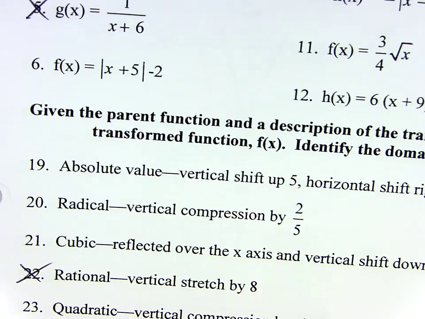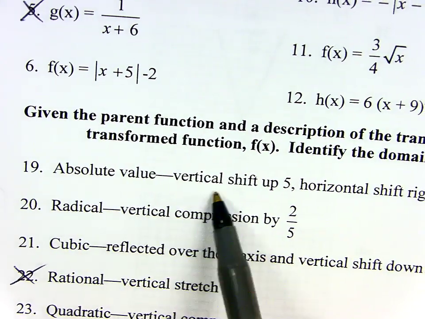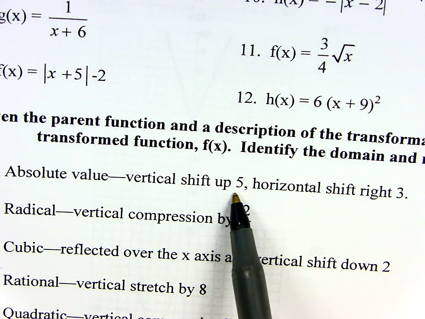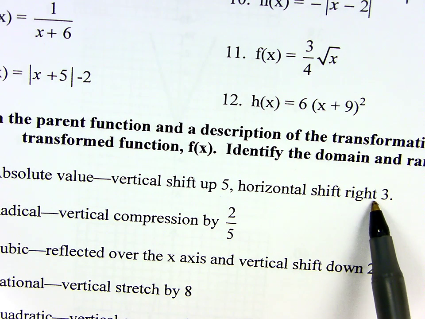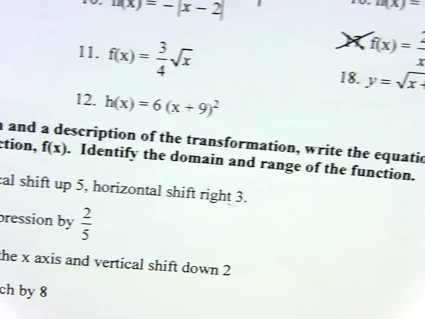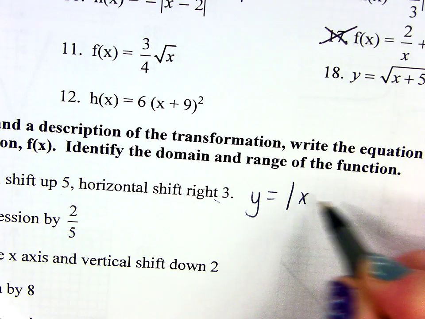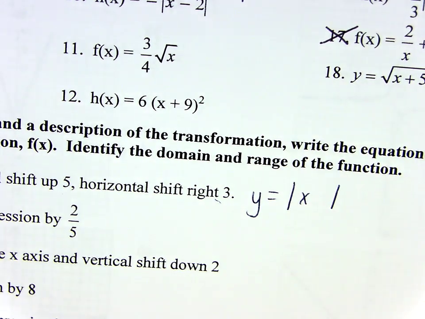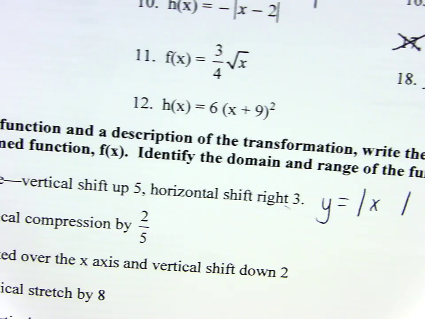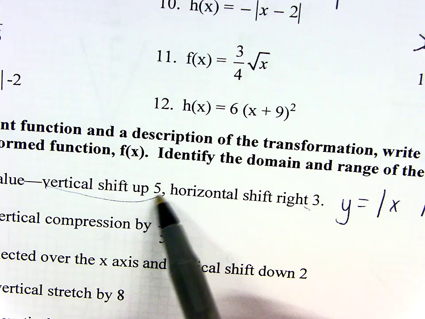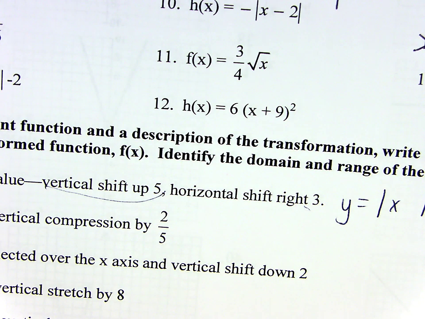Okay, 19. They want an absolute value that's been shifted up 5 and to the right 3. So first of all, absolute value. Well, that's easy enough because I know I have to have an absolute value in it. So let me put an X inside an absolute value. Now, how would I show moving it up 5? Where would the 5 go?